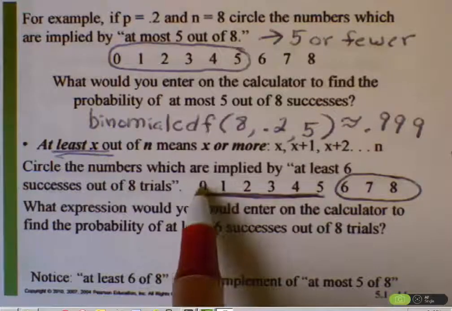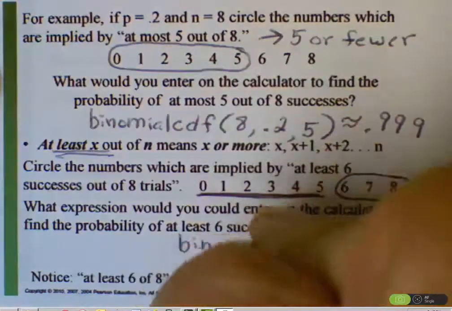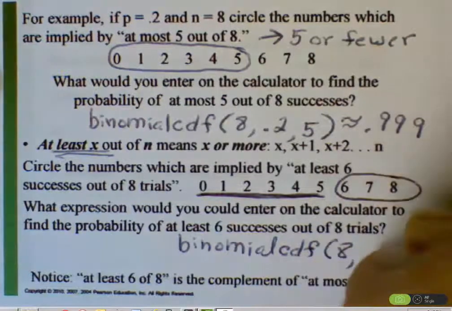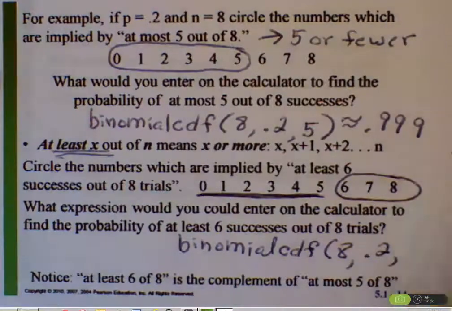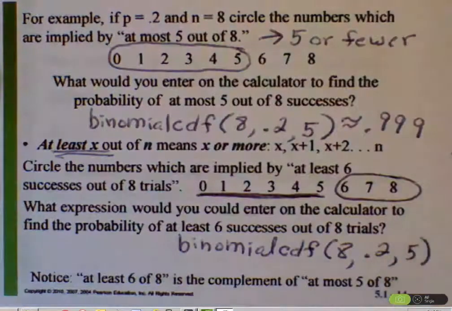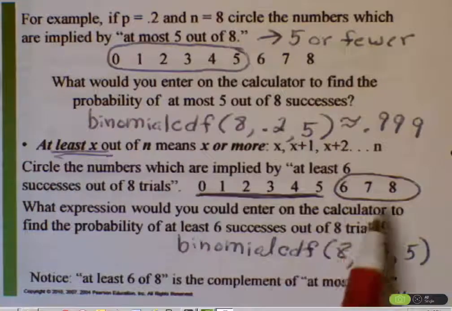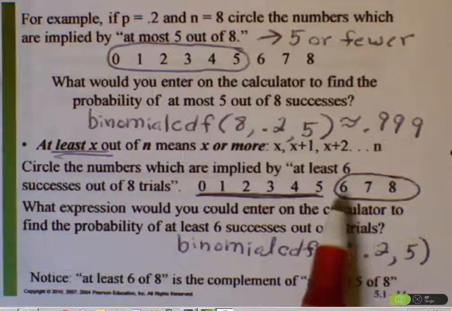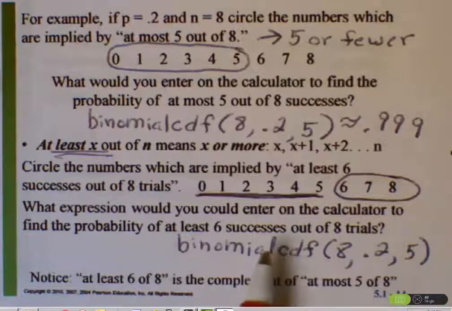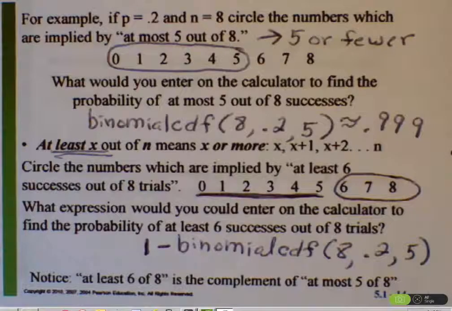I can find the probability of 0 through 5 by using binomial CDF, out of 8 trials, each trial having a probability of 0.2. What's the probability of at most 5? And that will give me this probability, which is the complement of the probability I want. If I have this probability and I want that probability, just subtract the probability I have from 1, and you can enter that straight left to right on your calculator.